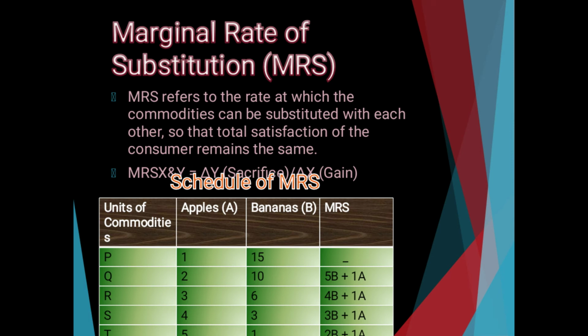The change in banana: in the first combination P we have 15 units of banana, in Q we have 10 units of banana. So the change at Q is 5 bananas for one apple. This is the MRS of the Q combination. In the R combination, delta y is 10 minus 6, which is 4 bananas, and delta x is 3 minus 2, which is 1 apple. So 4 bananas for 1 apple. In the same way, in combination T we have 2 bananas for 1 apple.